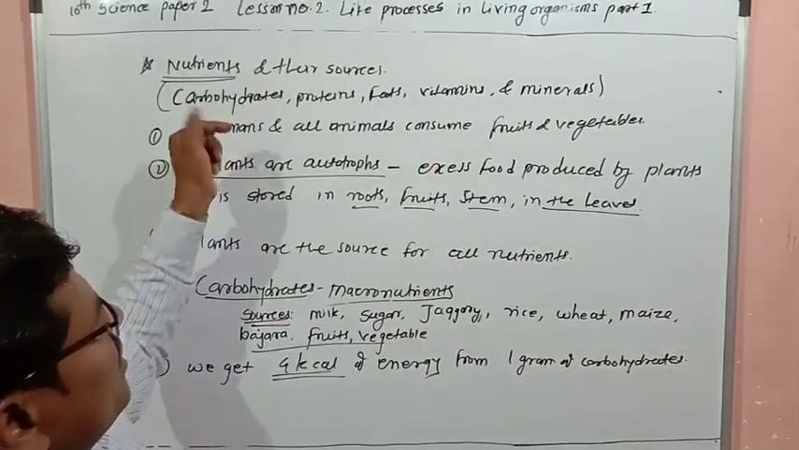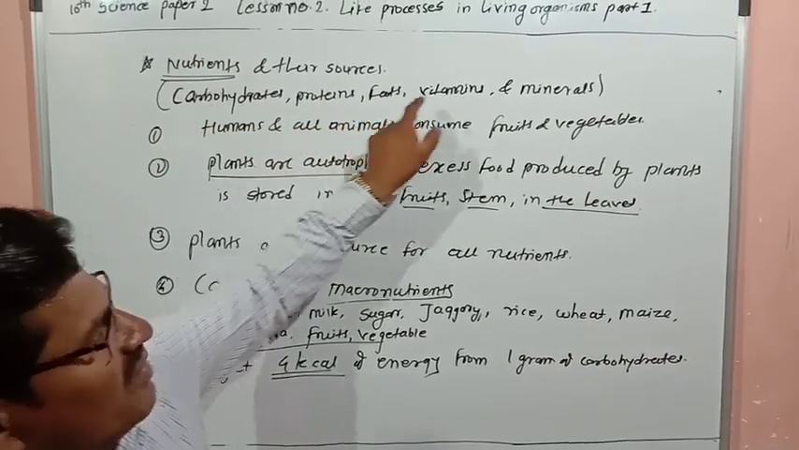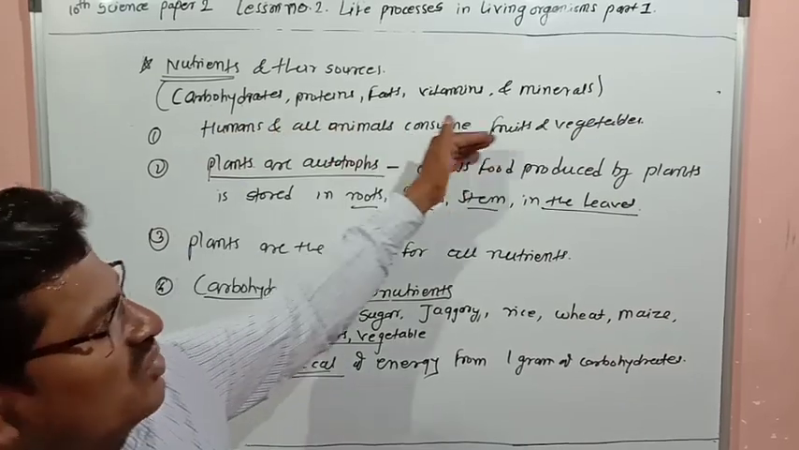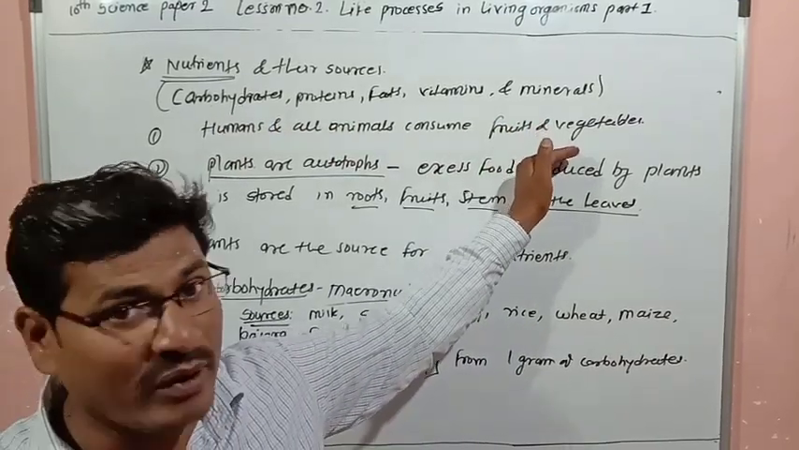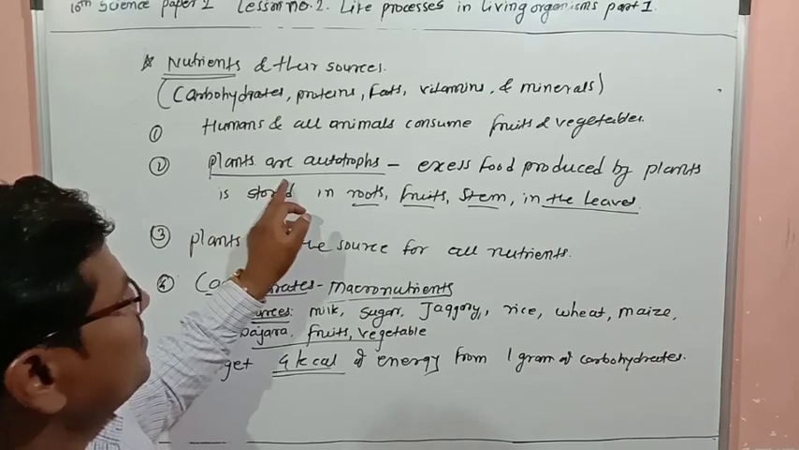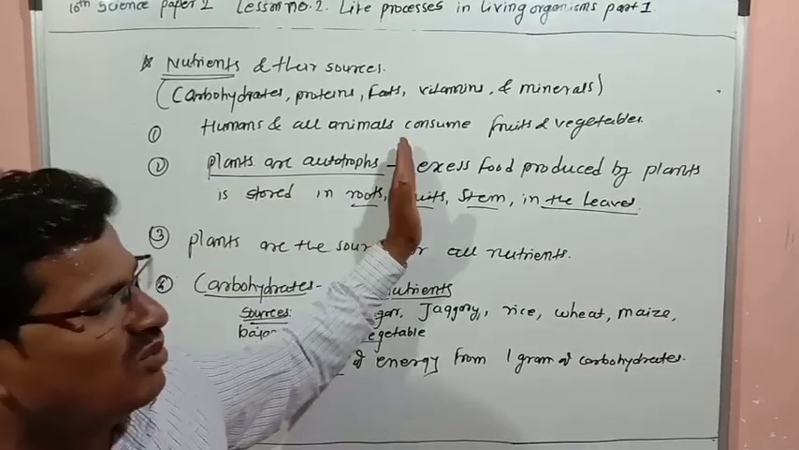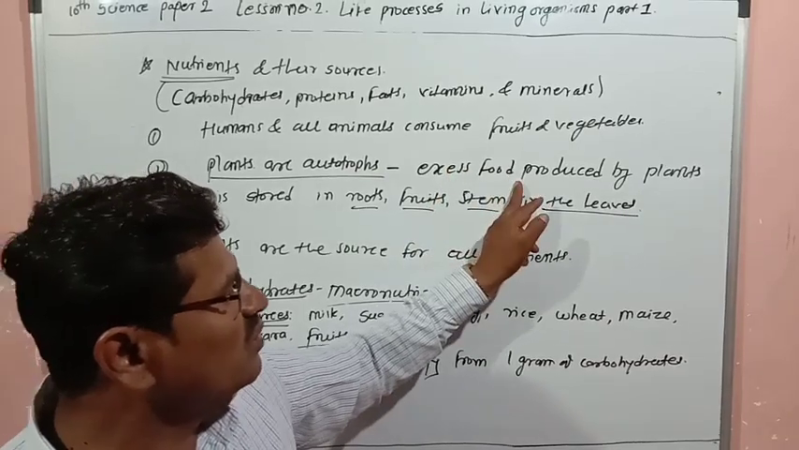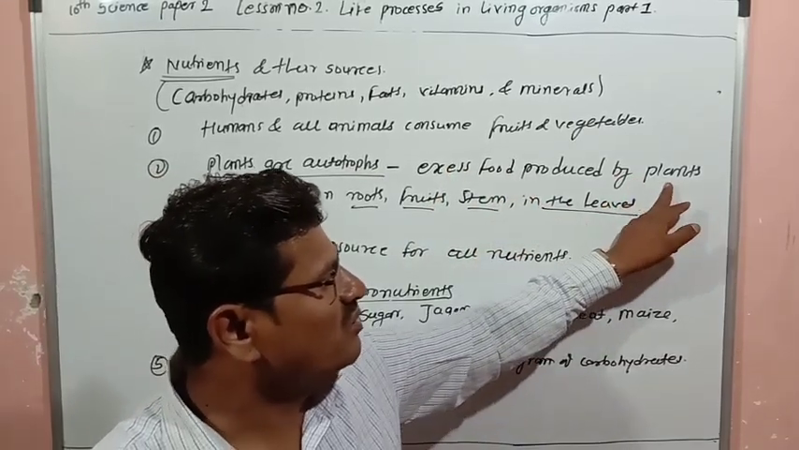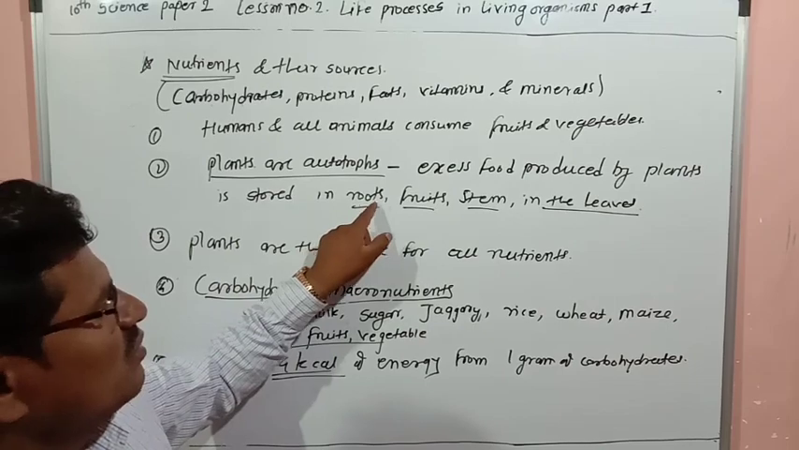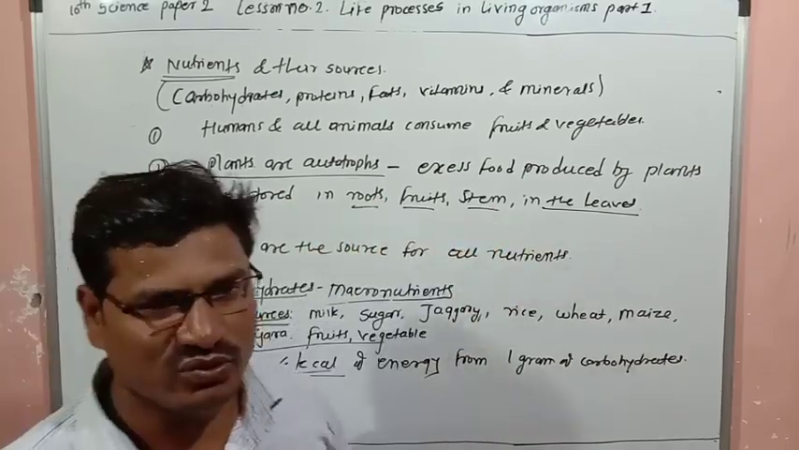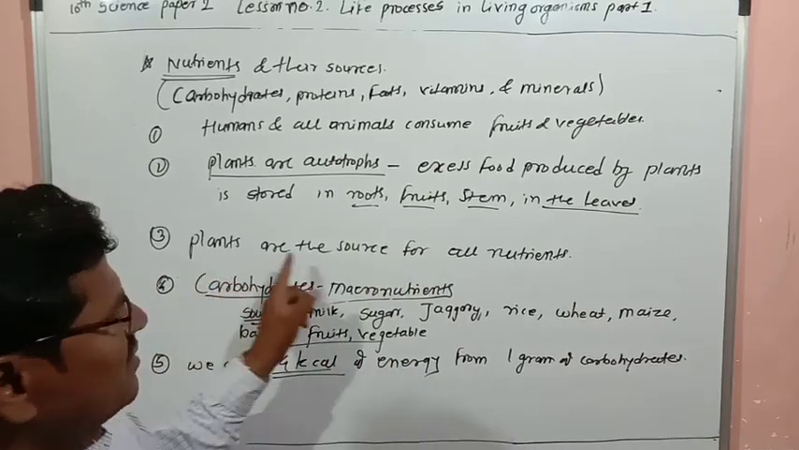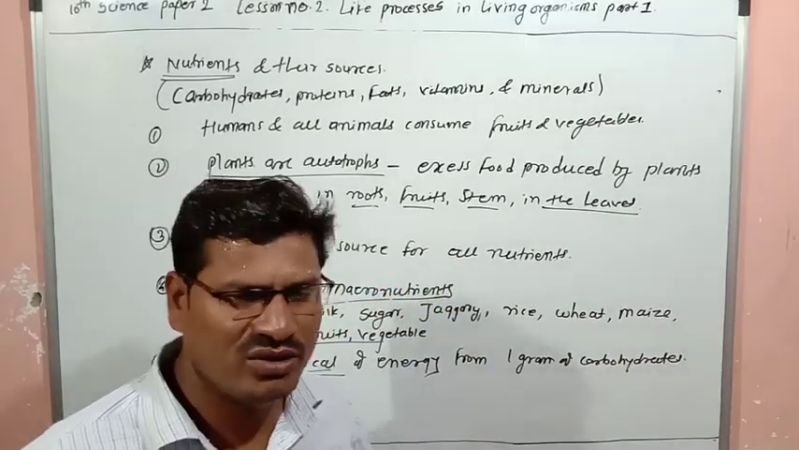The nutrients are carbohydrates, proteins, fats, vitamins, and minerals. Humans and all animals consume fruits and vegetables, they eat plant parts. Plants are autotrophs, they produce food for themselves and store the remaining food in the roots, fruit, stem, and leaves. These are the eatable parts, and plants are the main source of all the nutrients.